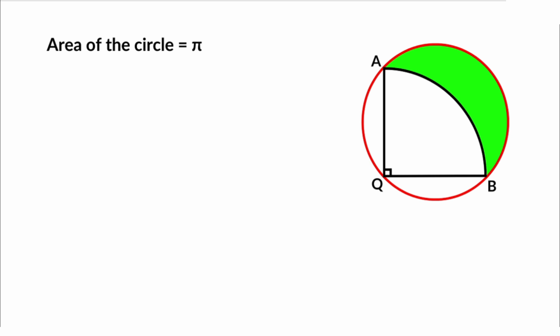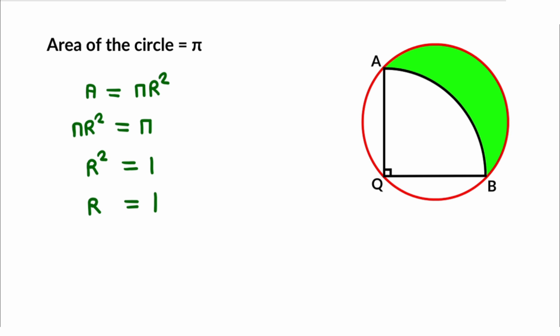First, let's find the radius of the large red circle. The area of a circle is pi times the radius squared. We're told the area is exactly pi, so pi times the radius squared equals pi. Therefore, the radius squared is 1, which means the radius of the large circle is exactly 1 unit.